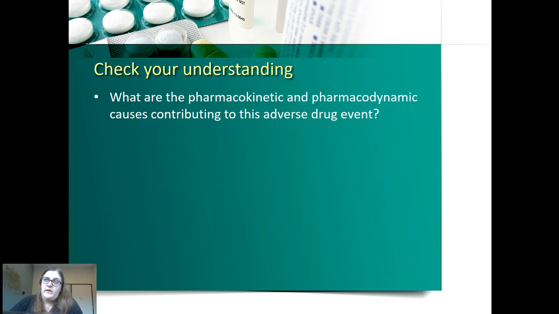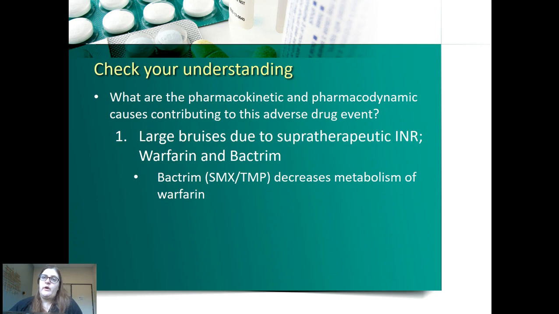Now I'm going to go through some different events, and I want you to think through to yourself, what are the pharmacokinetic and pharmacodynamic causes? We've got an older adult, they have large bruises, their INR is too high, and they're on warfarin and Bactrim. And the drug-drug interaction here is that Bactrim decreases metabolism of warfarin.